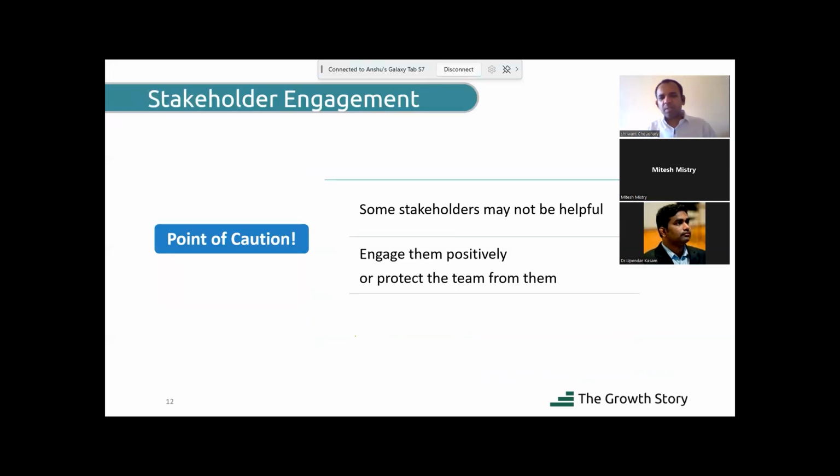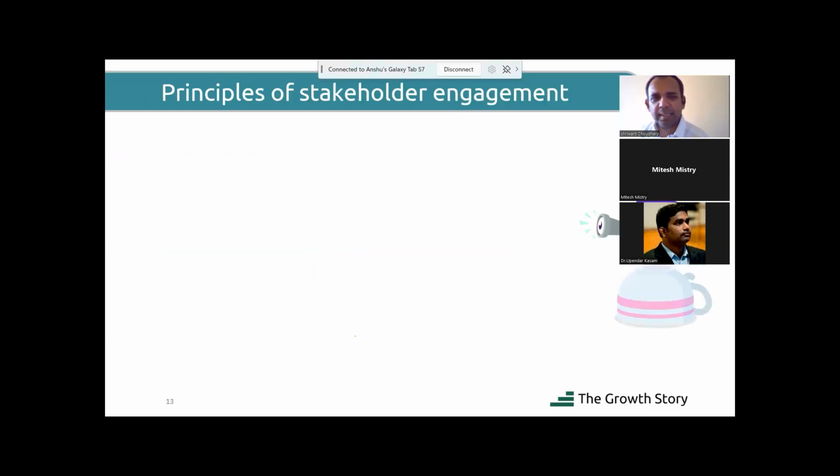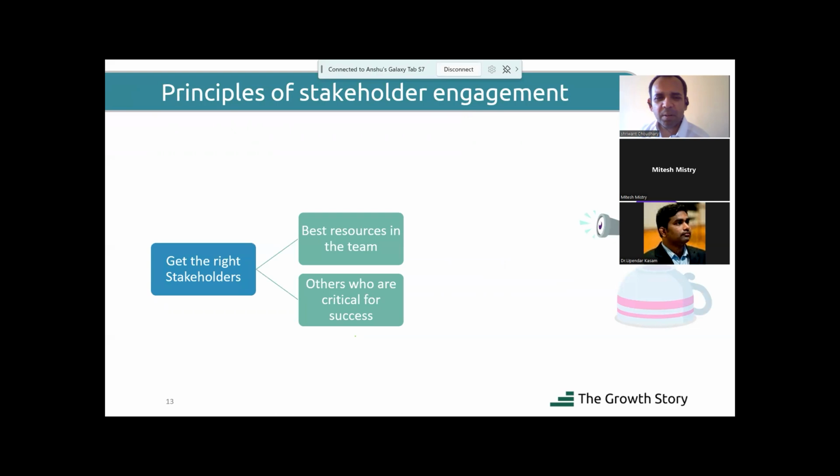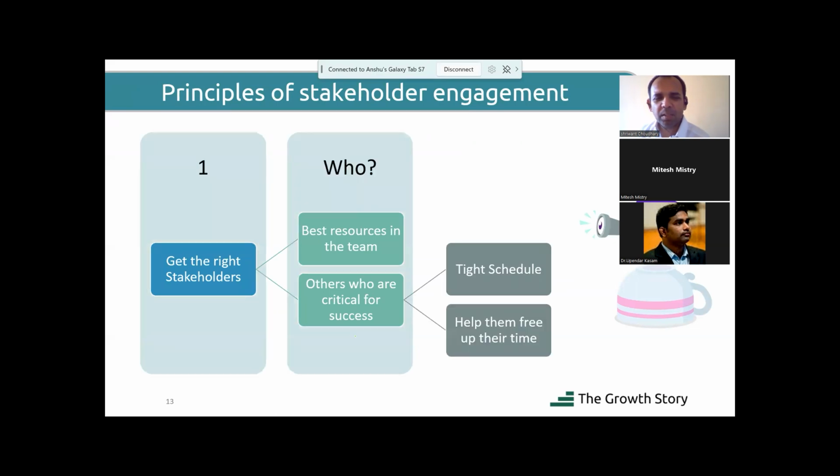Point of caution: some stakeholders may not be helpful also. So when you are engaging with them, you need to keep in mind that you need to have an evaluation of them, whether they will be helping you more, or not helping you, or creating more barriers for you. And based on that, you need to engage with them accordingly. So these are the stakeholder engagement rules or principles.